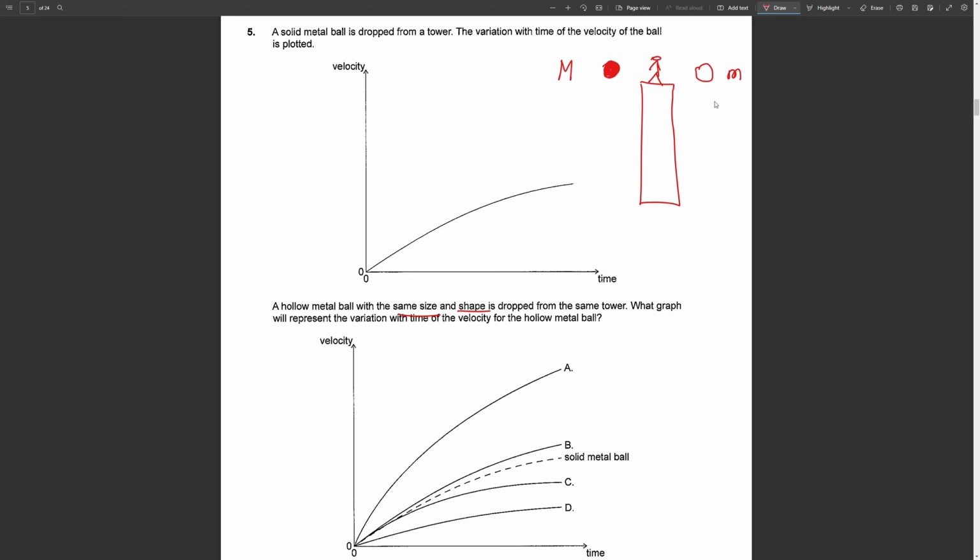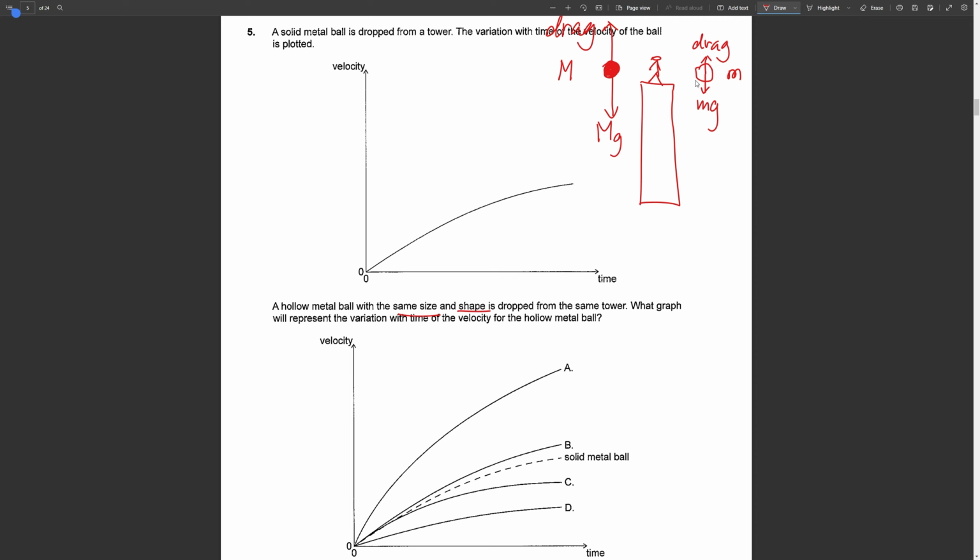And these two balls are both released from rest. So they are both starting from 0 velocity. And the bigger mass gives you a bigger weight. The smaller mass gives you a smaller weight. Therefore, their terminal velocity will be different as well. For the solid metal ball, it requires a greater drag in order to reach the terminal velocity, but the hollow ball, because of its lighter weight, the required drag is lighter as well.